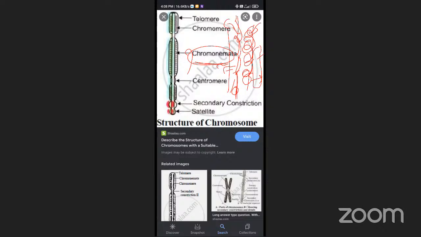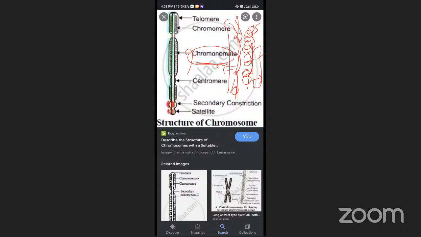DNA is a thread-like structure. Imagine it: if the beads are few and look like a thread, it is chromonema. If the beads are more compactly arranged and increase in number, they are chromomeres, with a bead-like appearance. Chromomeres are formed due to the tight folding of DNA. Remember it: tight folding of DNA in chromosomes.